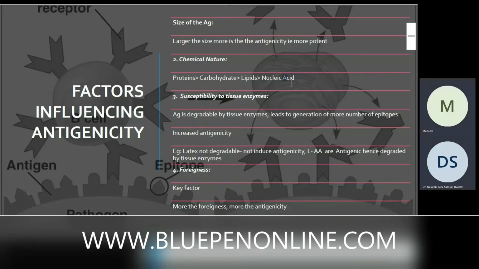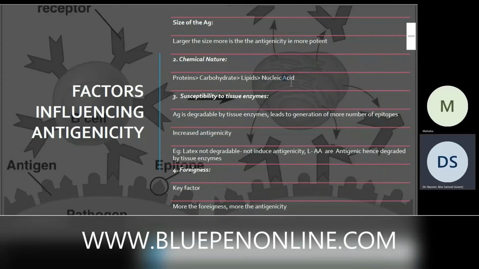What are the factors which influence the antigenicity? The size of the antigen, then chemical nature. There are different factors, so I'll explain each of them. Size of the antigen: the larger the size, the more the antigenicity, that is, more potent. Next is chemical nature. Proteins are more antigenic than carbohydrates, carbohydrates are more antigenic than lipids, and lipids are more antigenic than nucleic acids. Remember this order, okay? They might ask you in viva which chemical component is more antigenic.